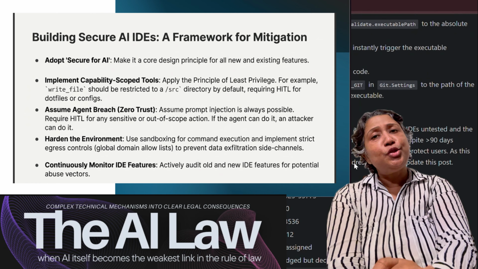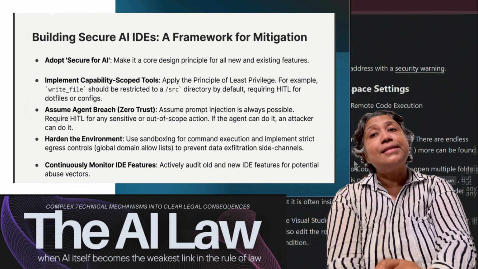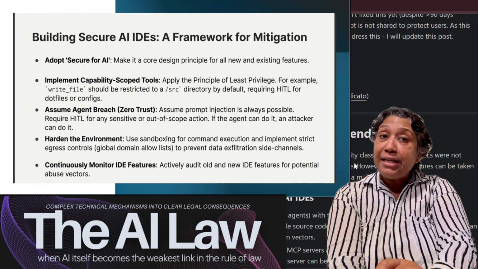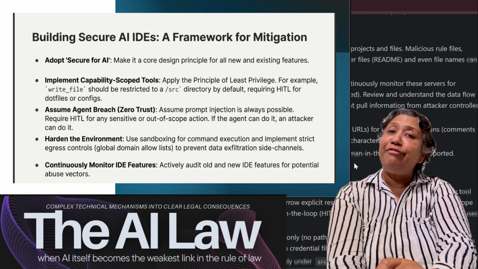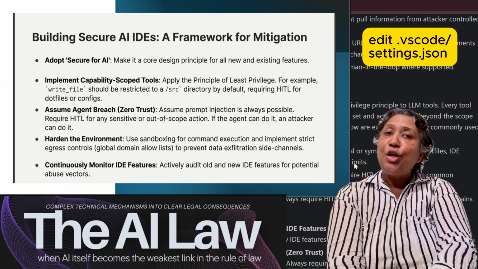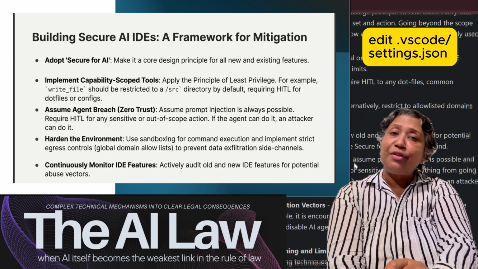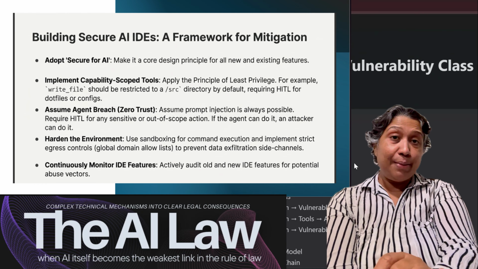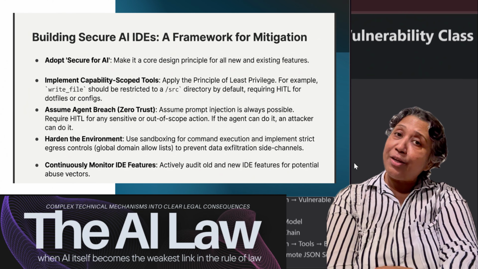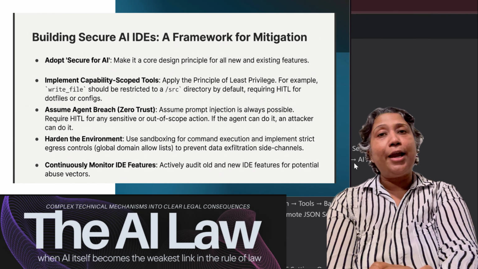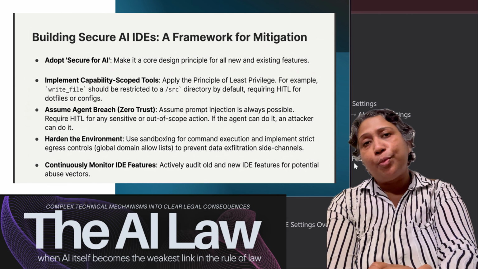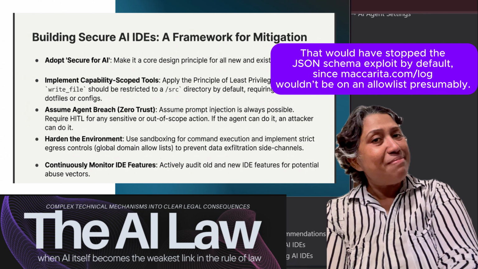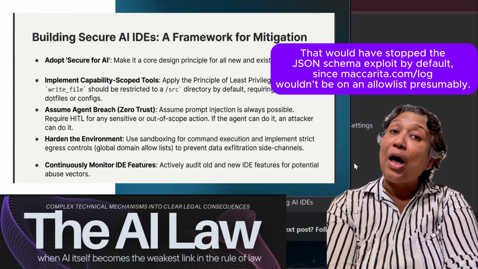A write file tool should be restricted to certain safe locations, for example, a src directory, and prevented from overwriting dot files or config files without user consent. So the AI can't just edit .vscode settings JSON unless you say it's okay. An HTTP fetch tool might either always require a confirmation or only allow calls to a pre-approved list of domains. That would have stopped the JSON schema exploit by default, since Macaroni.com log wouldn't be on an allow list presumably.